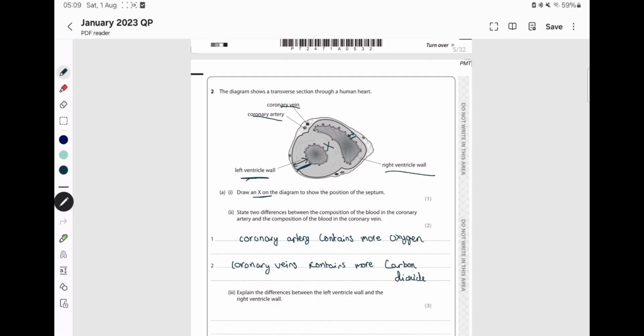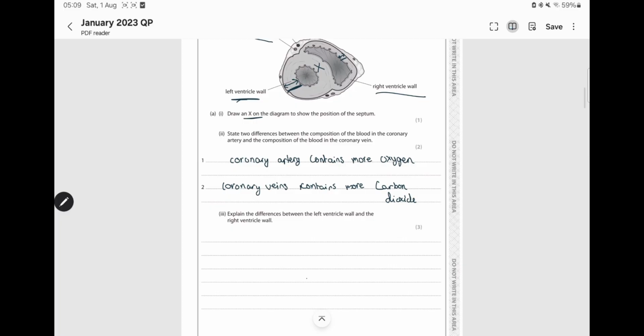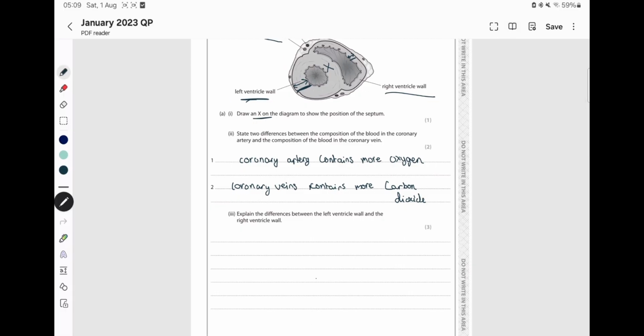And also, it's so much thicker than the right ventricular wall, so that means that it has more muscular tissue, because we just established that the heart is muscle. So if it has a thicker wall, then it has more muscular tissue. Okay, why would the left ventricular wall need more muscular tissue, or why is the wall thicker?